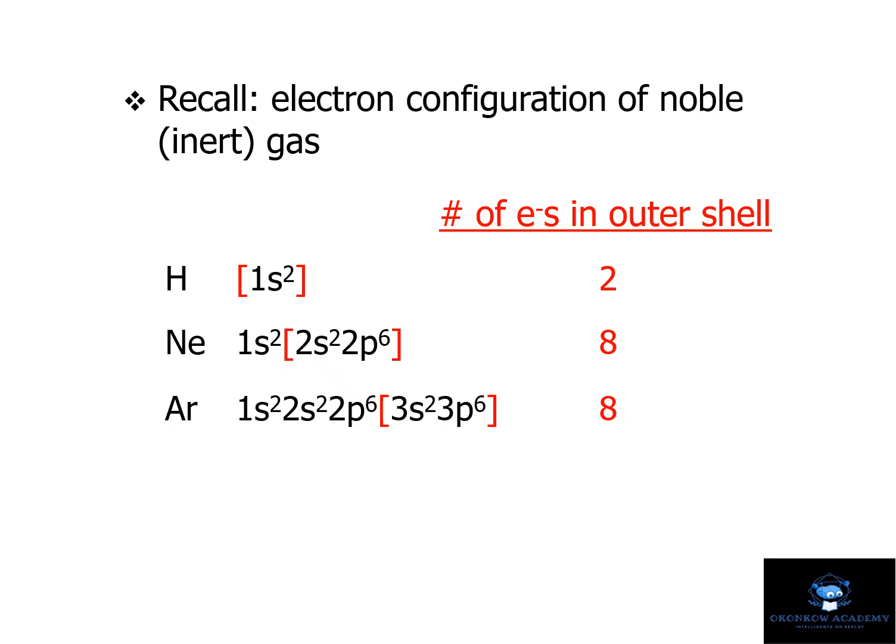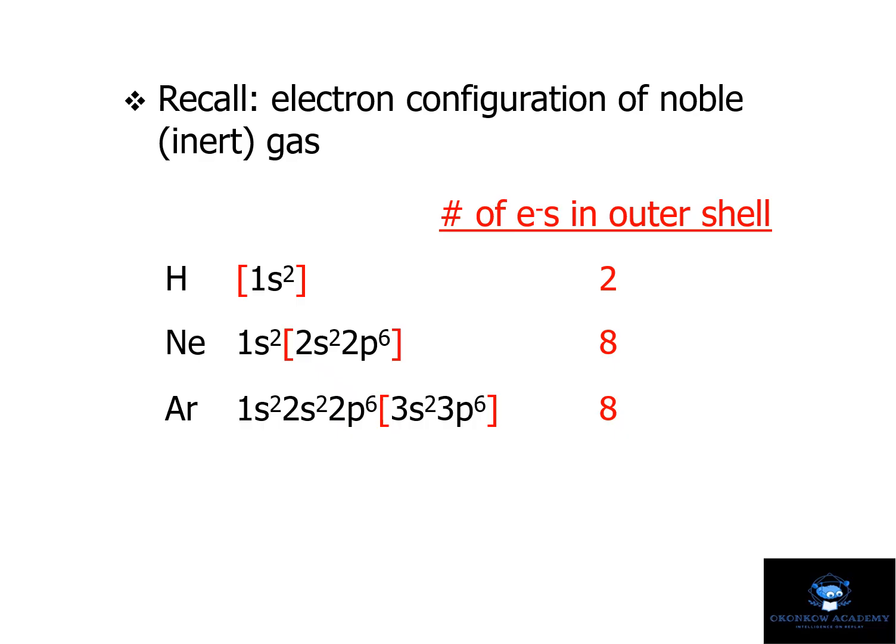Let's review noble gas configurations. Helium has 2 electrons in its only shell. This is what hydrogen aims for. Neon has 8 electrons in its outermost shell. This is what carbon, nitrogen, oxygen, and fluorine strive for. Argon also has 8 in its outermost shell. Understanding this configuration tells you exactly how many electrons each atom needs to gain, lose, or share.